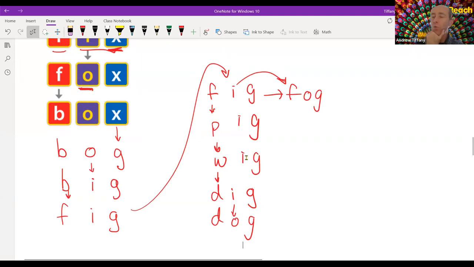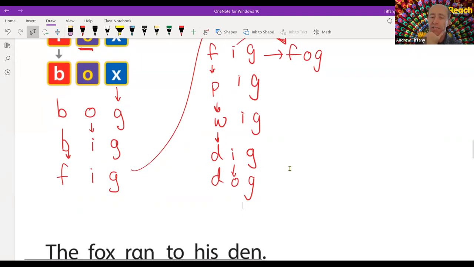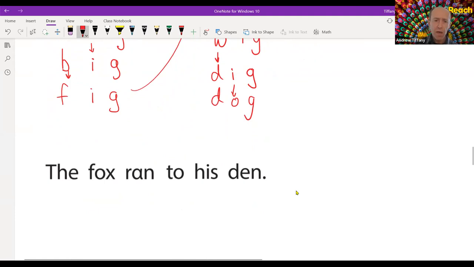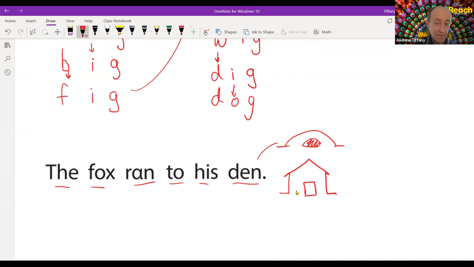Now, you can do that with little words. What about this here? What does this say? Can we read this? The fox ran to his den. What is a den? I will show you. A den is like this, which looks a little bit like this. Doesn't it? Looks a little bit like that. So what is a den? What do you think a den is? For a fox, a den is like his home, right? It's like the fox's house. Yeah, exactly, Arlene. It's like his home. Very cool. Okay, and it's his den.